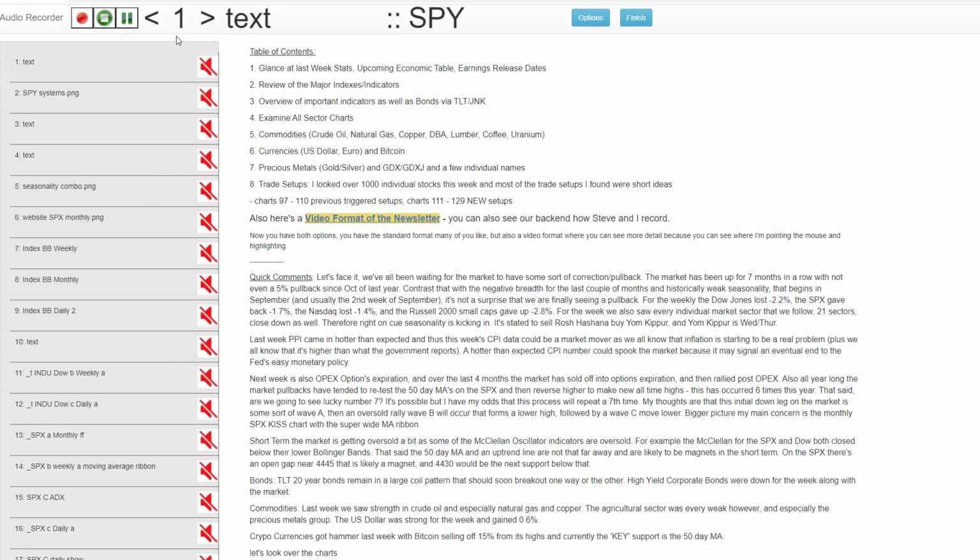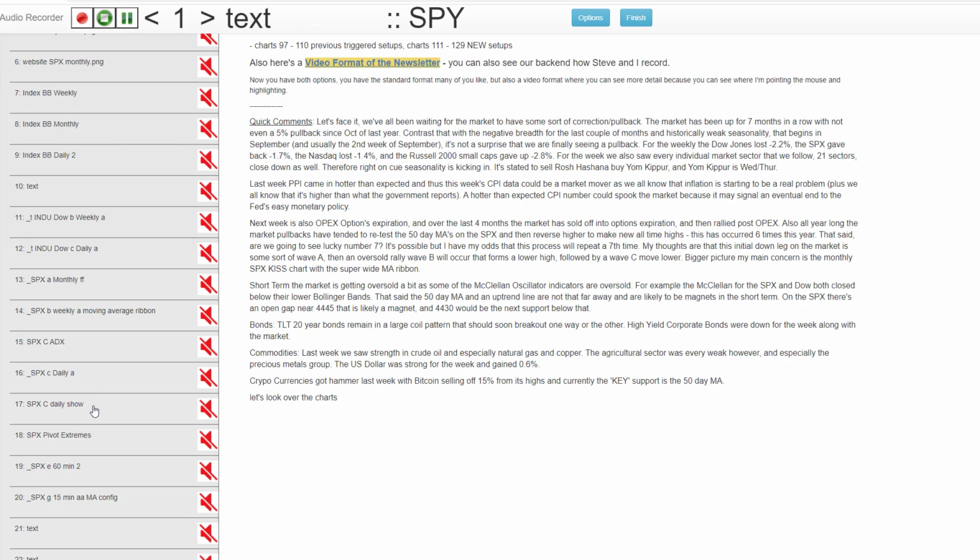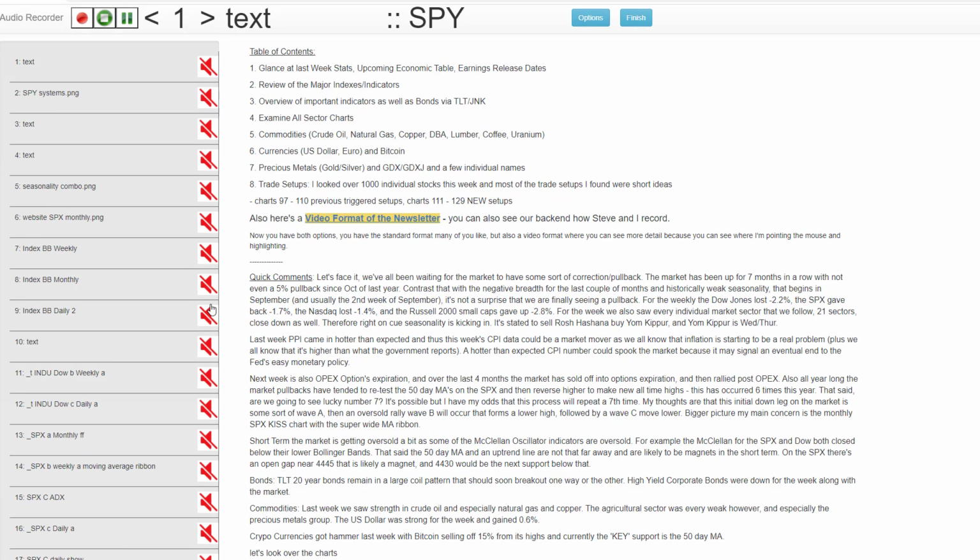So this is actually what our back end looks like. We have all our charts here on the left-hand side. You can see the red icon. That means audio has not been recorded. These are the individual audio cells. As I record, these cells fill up with an MP3, and that's how, whenever you get the newsletter, you can play the individual audio tracks. Here's my recorder. I can pause, I can stop, etc.